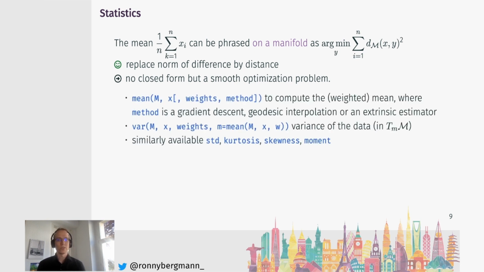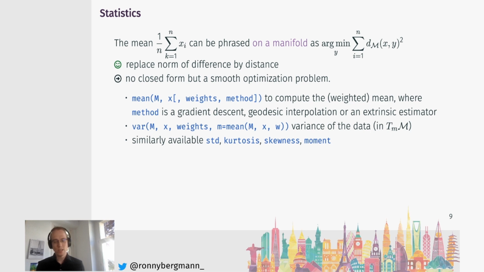Here's the method for that. So just calling mean of x with weights in the method. You can even compute the weighted mean with one of the methods we provide, the geodesic interpolation or the gradient descent, or maybe using an extrinsic estimator, again in the embedding. With the mean available, you can compute the variance or a lot of other tools from statistics that we transferred to manifolds in this generic sense.